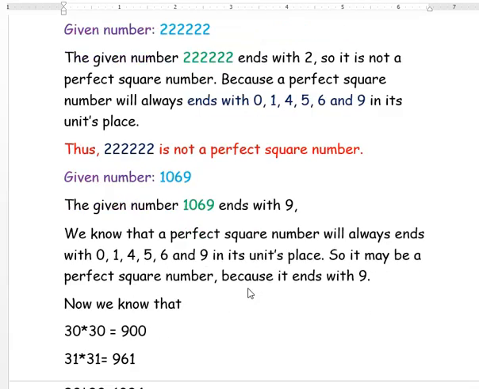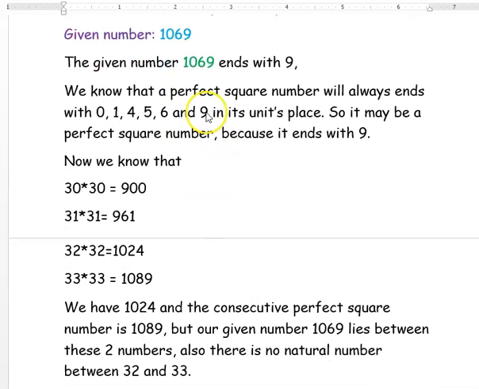Okay, so next question is 1069. Here the given number is 1069. It ends with 9. We know that a perfect square number will always end with 0, 1, 4, 5, 6 or 9 in its unit place. So it may be a perfect square number because it ends with 9, but we don't know whether it is a perfect square or not. So we are going to find that out now.